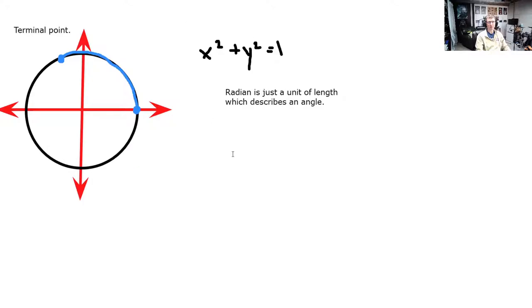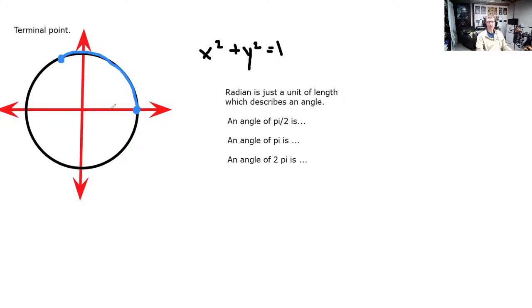Okay, so some easy ones here. An angle of pi over 2 is... an angle of pi is... an angle of 2 pi is... I'll fill these ones in here.